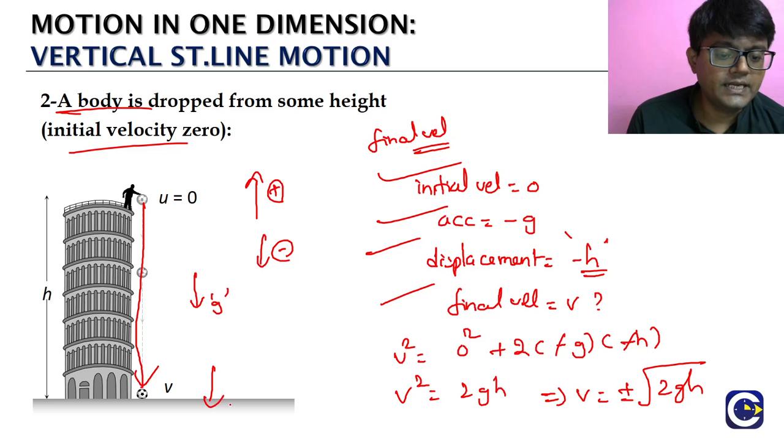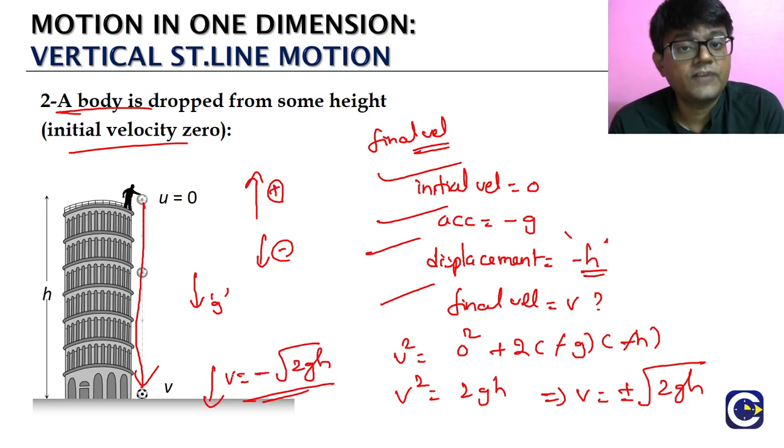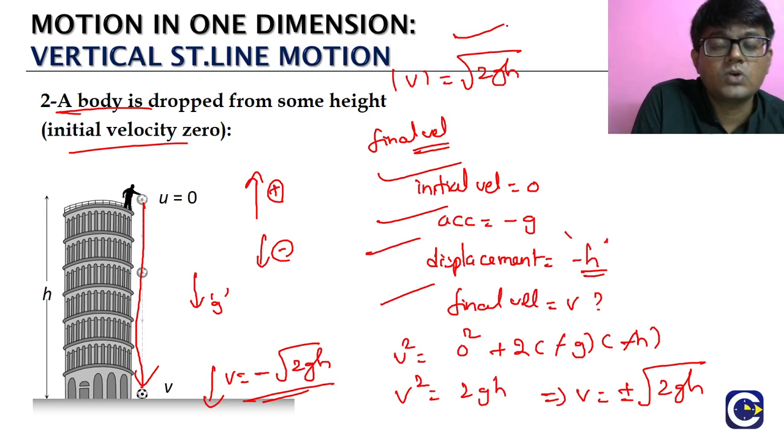But if you look at it, our final velocity will be downwards. So as per the sign convention, we will take it as minus root 2gh, because downward will be negative for us, sign convention wise. But if we are just looking at the magnitude, what is the magnitude of the final velocity? It will be root of 2gh.